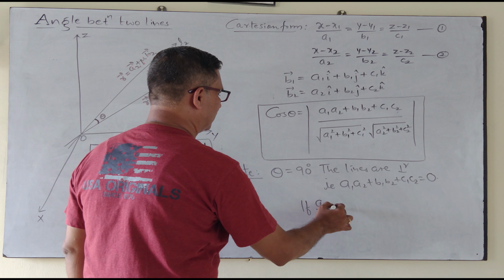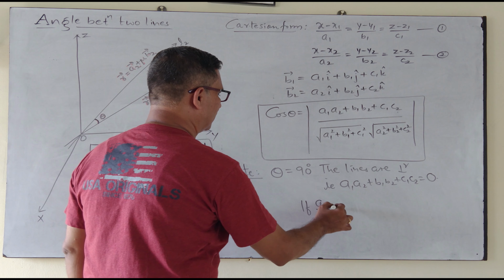Now here for line 1, vector b1 is equal to i plus 2j plus 2k, and for line 2, vector b2 is 3i plus 2j plus 6k. Now we have two vectors. Now the question is the angle between the two lines.